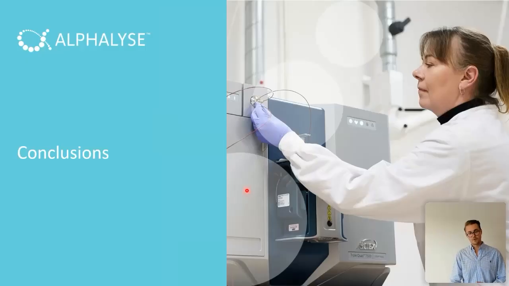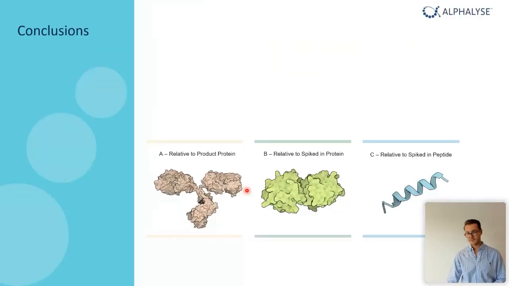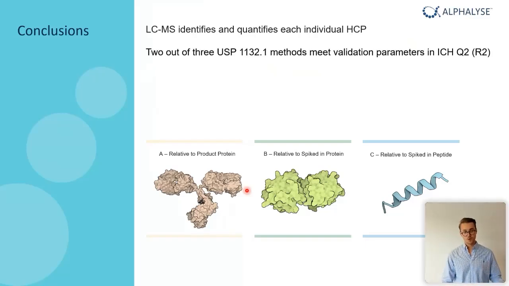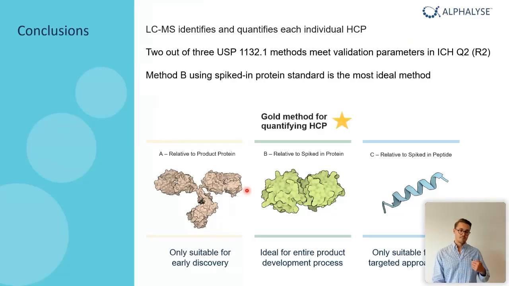So overall, what are the conclusions from this? Which method is best? This, of course, depends on the purpose, but in our opinion, and supported by the results from our study, one method definitely stood out. So just to summarize, LC-MS identifies and quantifies each individual host cell protein. Two out of the three USP-NF methods met the validation parameters from ICH Q2(R2) we set up for this study. And method B, using spiked-in protein standards, is, in our opinion, the most ideal method.